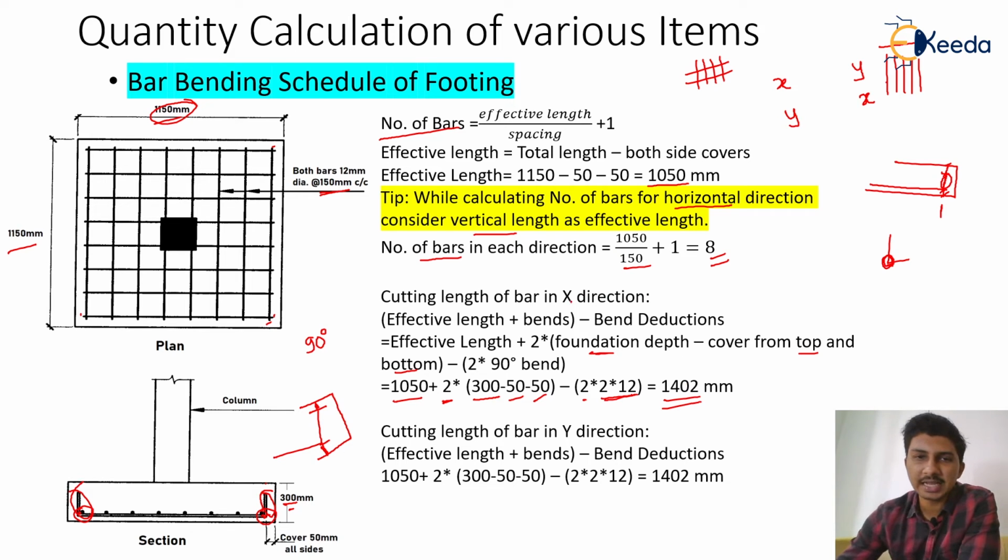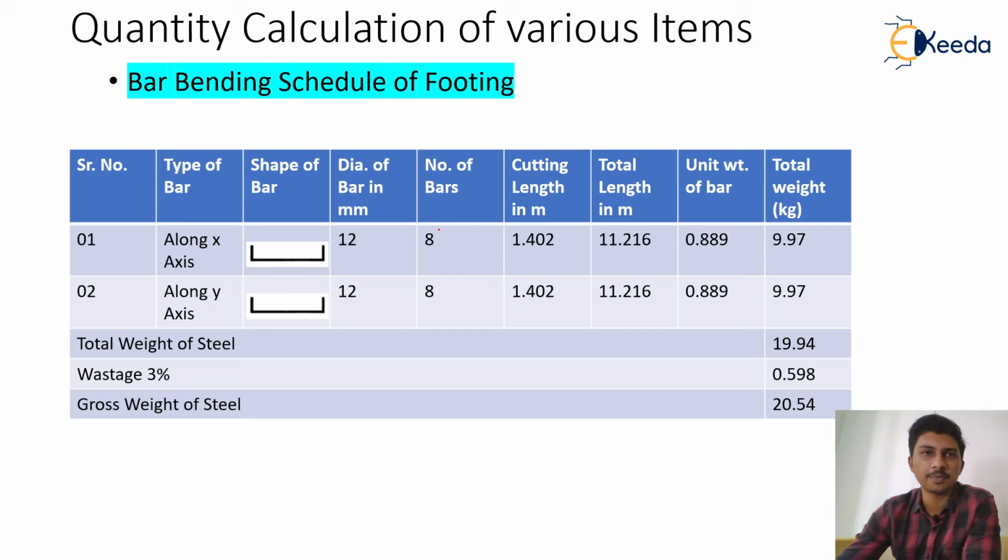Now for the x direction as well as the y direction, the effective length is the same and everything is the same. So we are going to get the same value for the y direction also, that is 1402 mm. Now the most important thing: most of the time on a site we do this in Excel. For your explanation I put it into this format, but in Excel it is much friendlier and easier, as you directly go on putting the values and you get the total weight or length. So for our understanding I have put it into this format.